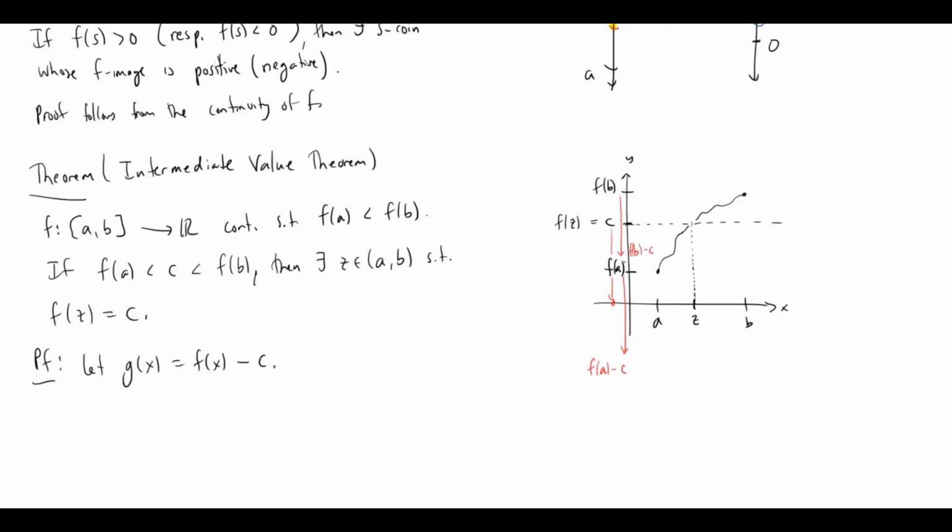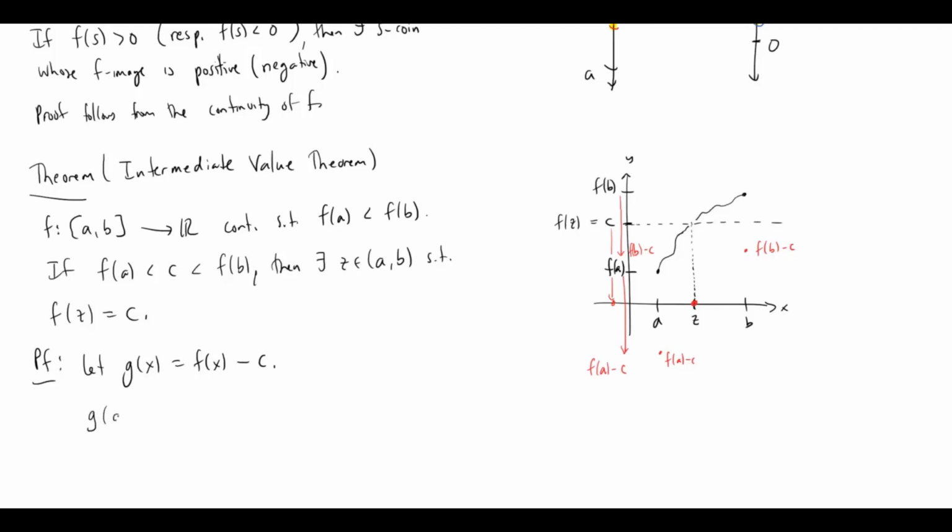So this whole graph, everything is moving down. So f of a is down here now, except it's now f of a minus c. Then there's our f of b minus c. And of course, this c is supposed to come down here to height 0. So I just want to show now that I can find some point z such that the actual value of g is 0. Okay, so again, making this rigorous a little bit.